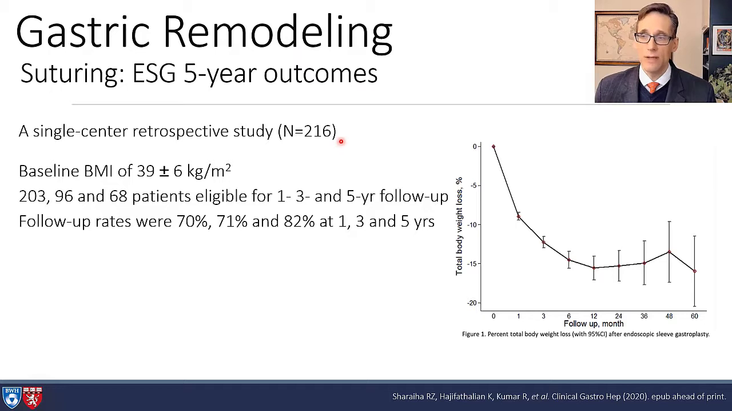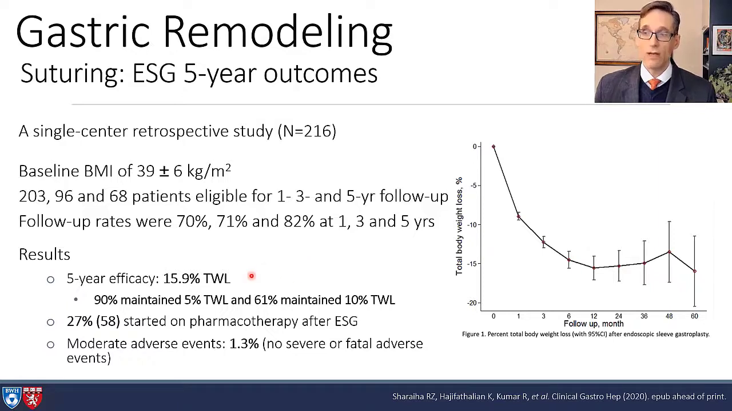She also did another study, 216 patients with 5-year outcomes. And you can see here, baseline BMI was 39. 203 patients had 1-year follow-up. Only 68 patients were eligible for 5-year follow-up. And you can see follow-up rates were quite good at 82% at 5 years.